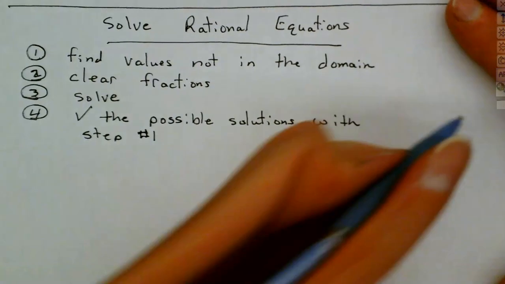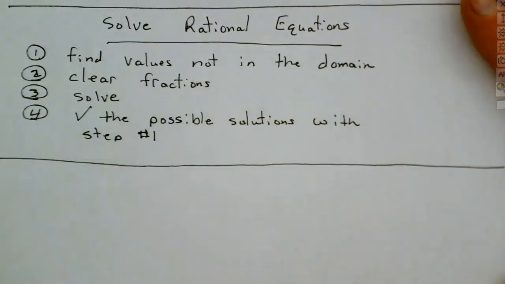So the first part is what we just did a moment ago, where we find the values that will not work, and we make sure that we know what they are. Then we clear our fractions. Then we solve the resulting equation, which may require you to factor, it might be linear, and then whatever solutions you get, you check them back with step number 1 to see if they're a legitimate solution or not.